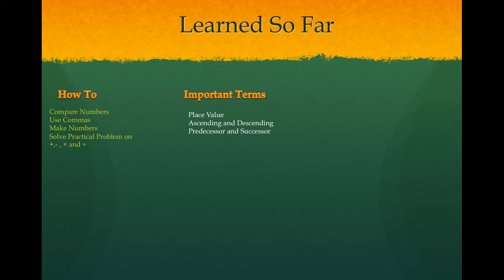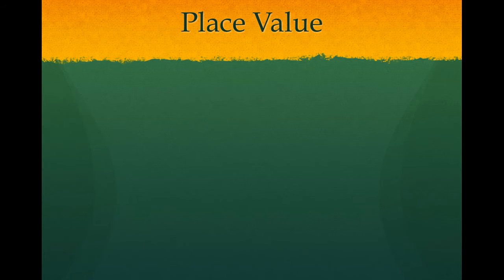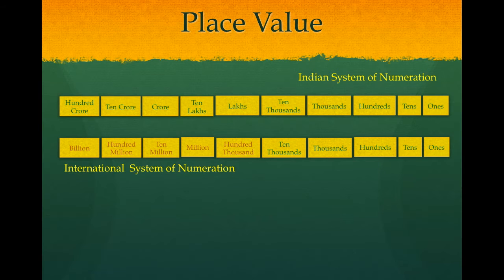Okay, so let's get started with place value. For place value, we have two systems of numeration, the Indian system of numeration and the international system of numeration. Now if we take a one-digit number, for example 9, we say that 9 is at ones place and we can write 9 in expanded form as 9 into 1 is equal to 9. For a two-digit number, for example 39, 3 is at tens place and 9 is at ones place. And 39 can be expanded as 3 into 10 plus 9 into 1.